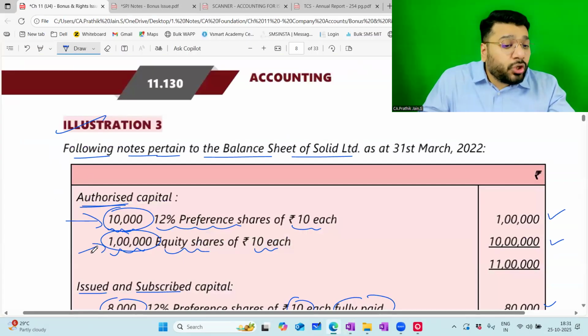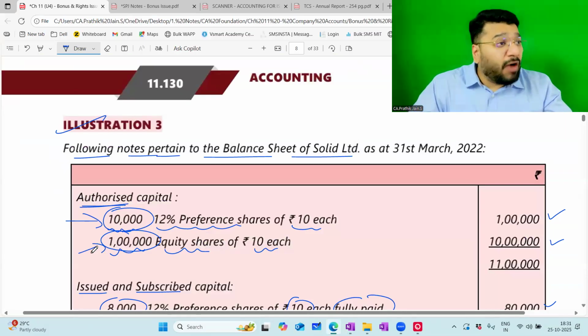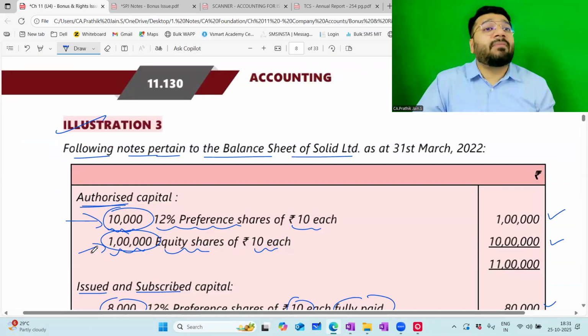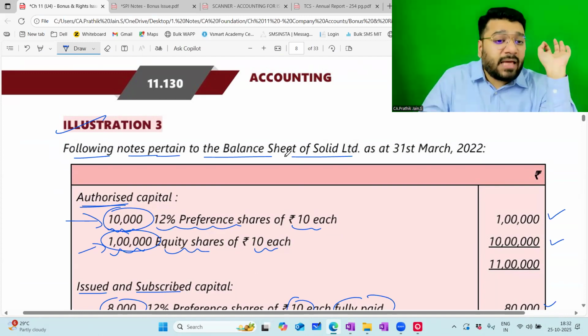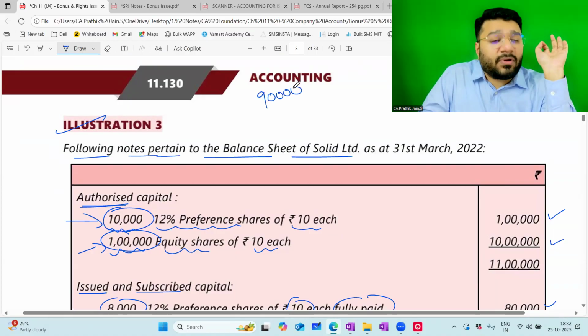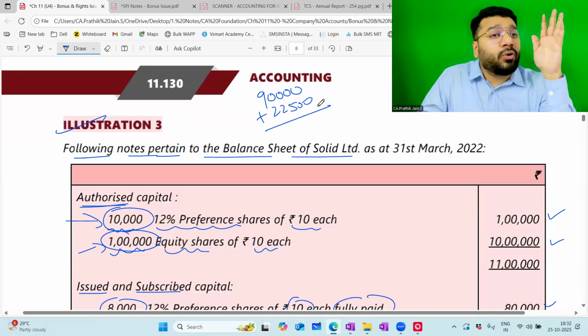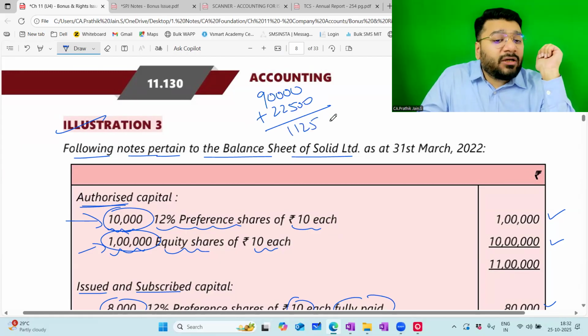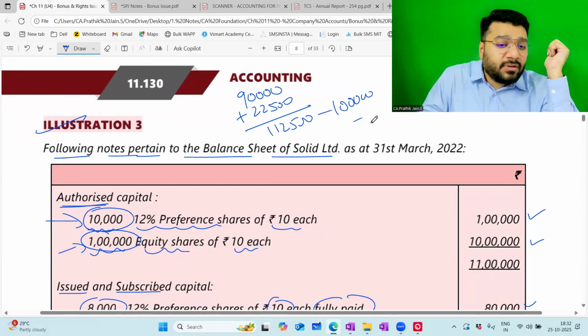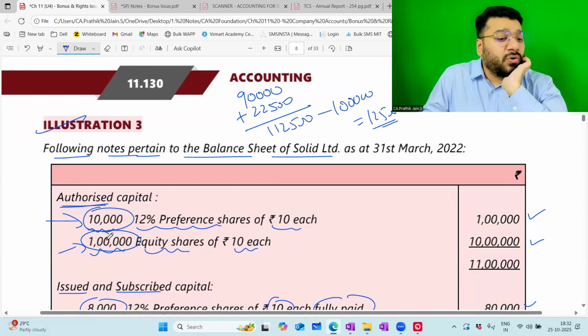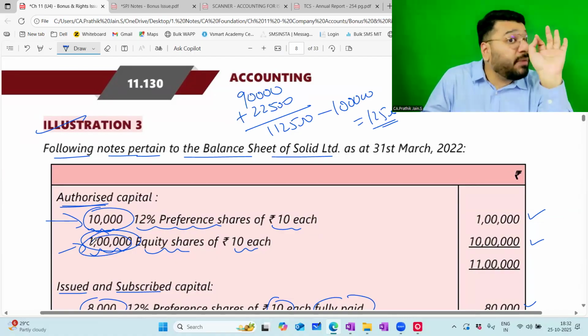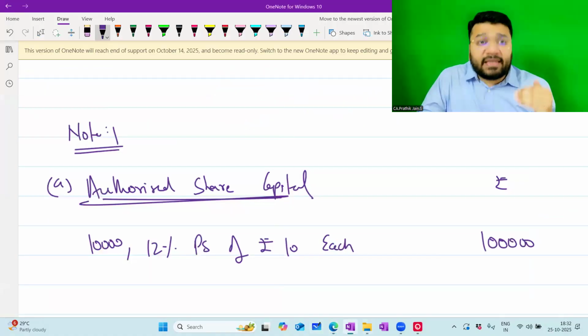Before the bonus issue, your authorized share was what? 1 lakh. So after the bonus issue, you're increasing your authorized capital by 12,500, not 22,500. Nothing mentioned means I will take the exact difference. Please understand, 90,000 shares already issued and subscribed. Further, how much you want? 22,500. So total, 1,12,500. In that, how much is already authorized? 1 lakh. How much further to be authorized? 12,500. So I will increase as much as required, the minimum only. If nothing is mentioned in the question, I will increase only the minimum.